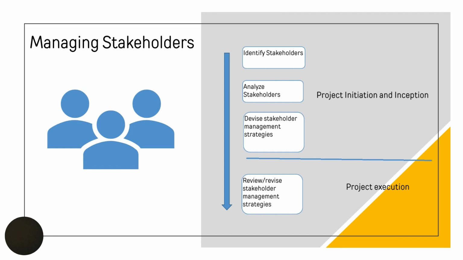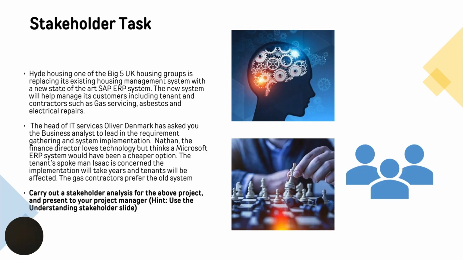And now we have a stakeholder task for you. What I would like you to do is read through this stakeholder task and use the stakeholder slide, which talks about understanding stakeholders, and try and analyze the stakeholders that have been mentioned in this task. Try and put them into the different boxes, different categories, and understand what would motivate them based on the text in this task. You can repeat the same for the particular project you are working on.